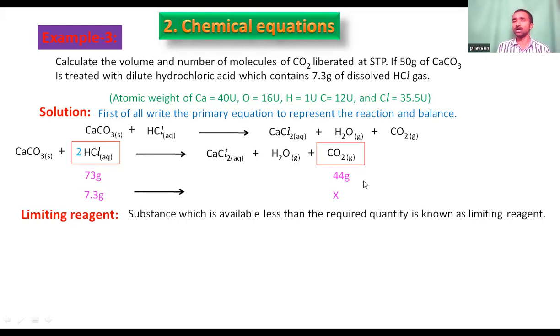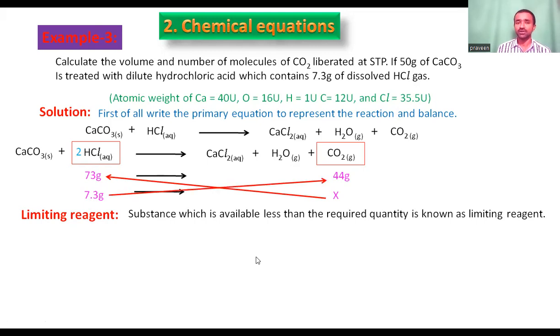HCl to carbon dioxide. 73 grams of HCl producing 44 grams of carbon dioxide. What about 7.3 grams of HCl to the carbon dioxide? So this is our relation. Then we know, according to the law of conservation of mass, that cross products are equal. So we will take x into 73 grams is equal to 7.3 into 44 grams.